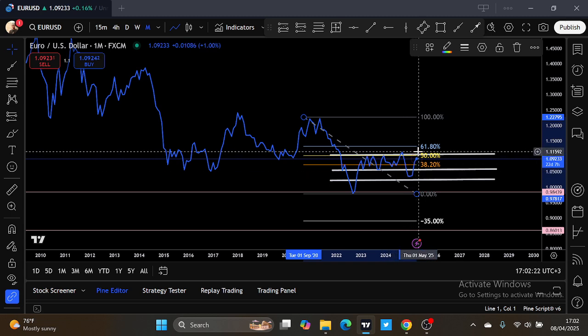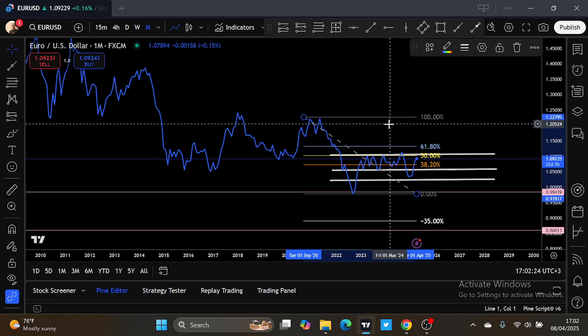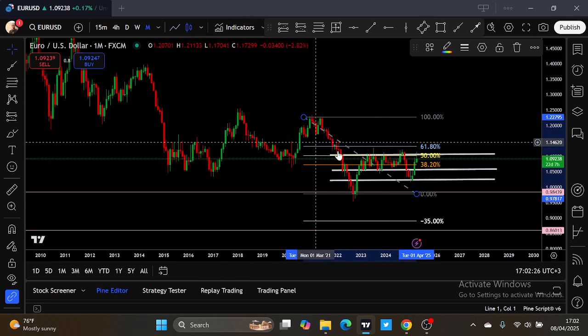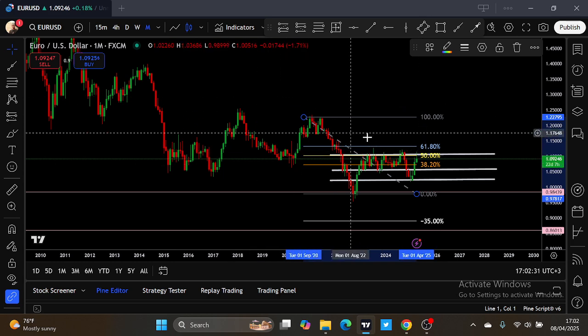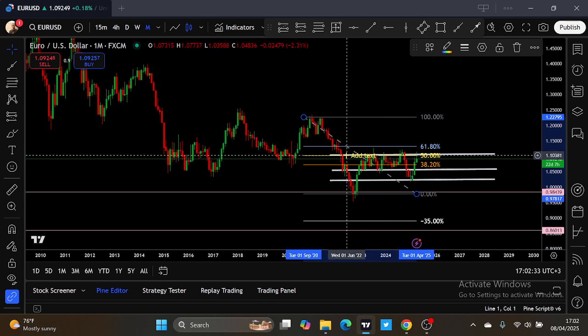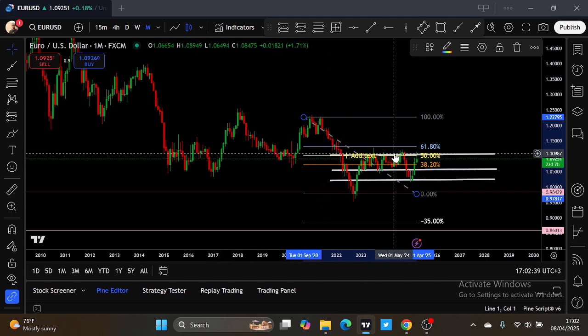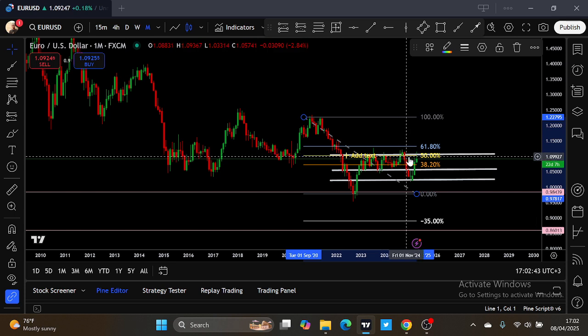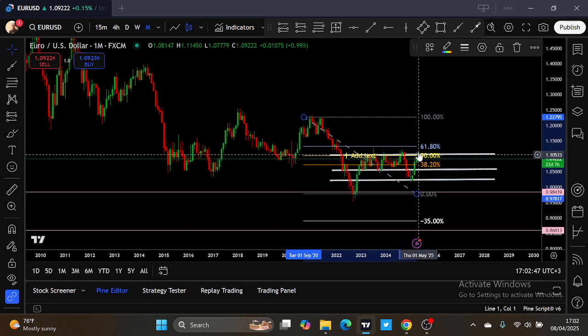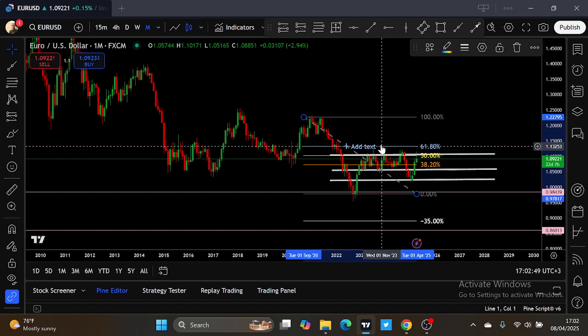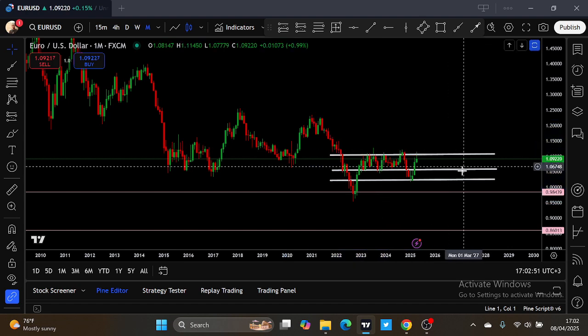It sold off here, it came back retracing this area, and it is showing a clear rejection around this area. Guys, there is a trend line at this area, there is a 50% fib in this area, and there is also minor support here and minor resistance here. So if this monthly candle here closes as a rejection, guys, we are going for a long-term sell. So that is the monthly time frame.